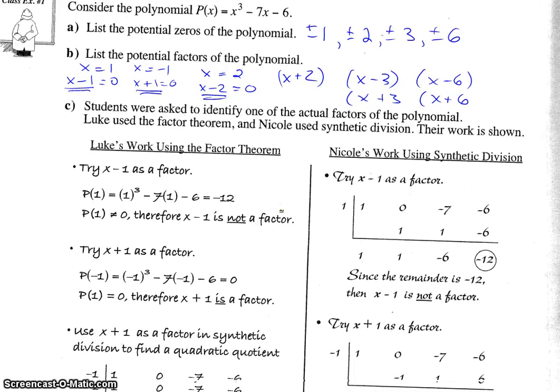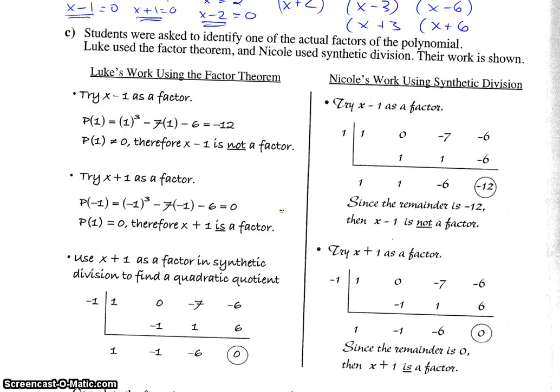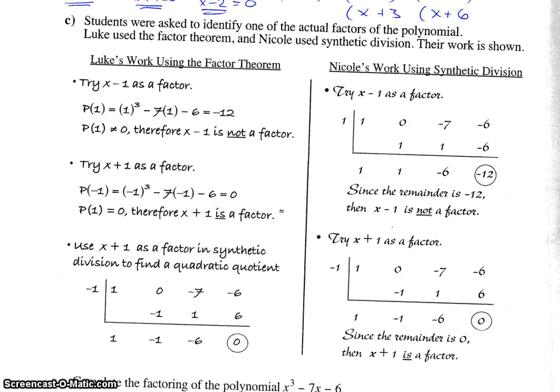So they're going to walk you through kind of the beginnings of how you would factor a polynomial. And they have two different students work on how they would do that. So Luke, he used the factor theorem, and he tried x minus 1 as a factor, so he put 1 in for x. And as you know from our last lesson, this should equal 0 if x minus 1 is a factor. So it didn't, so it was not a factor.